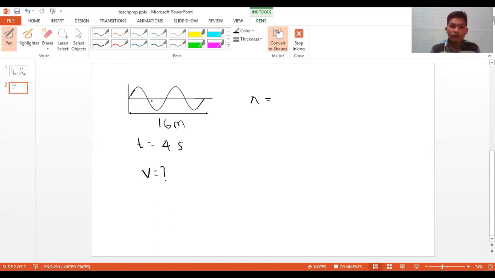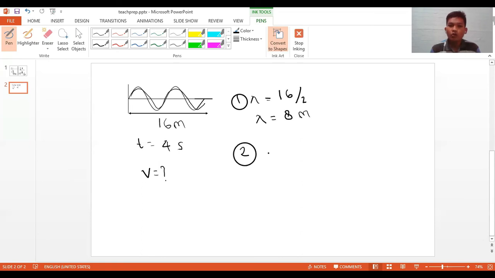The first wave and the second wave. So the distance for two waves is 16 meters, right? Because there are two waves, it will be divided by 2. At the end, the lambda is 8 meters. So that is the first step. Let's move to the second step.